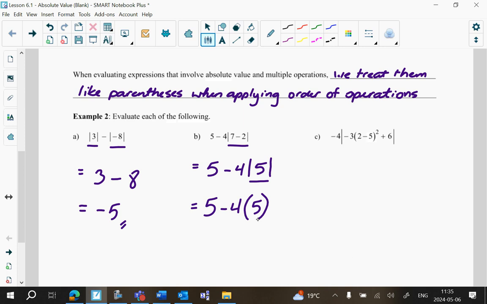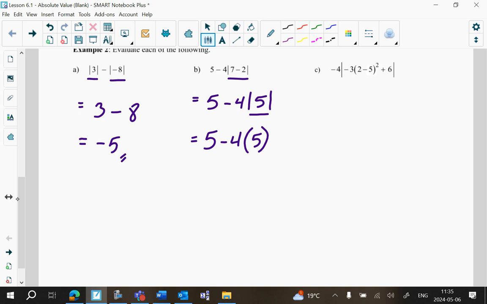Now what? 5 times. Thank you. Nice and clear. When I'm going like this, I can't hear you. And then 5 subtract 20 is negative 15. Do we have to show this step? Not necessarily. I'm showing a whole bunch of steps here. If you show only 2 steps, that's fine. Okay?